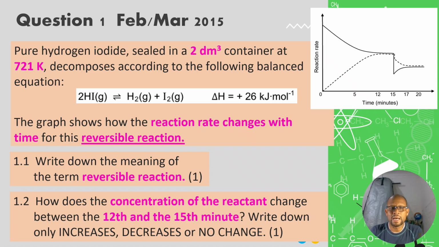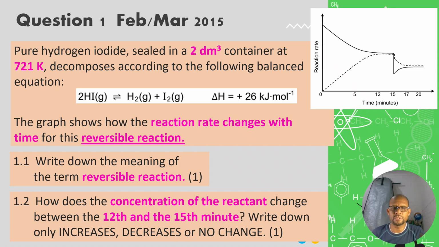Pure hydrogen iodide sealed in a 2 cubic decimeter container at 721 Kelvin decomposes according to the following balanced equation. Now, the 2 cubic decimeter, which is the volume, I've highlighted that because we're going to use it later in the question. And then the temperature is at 721 Kelvin. So keep track of those two pieces of information.